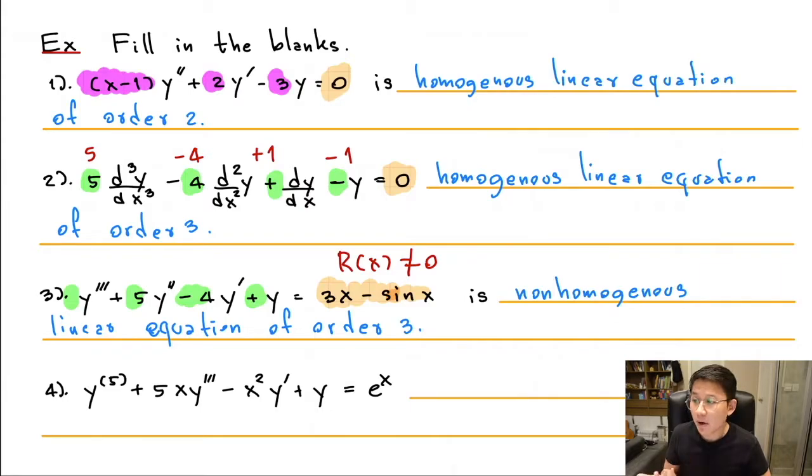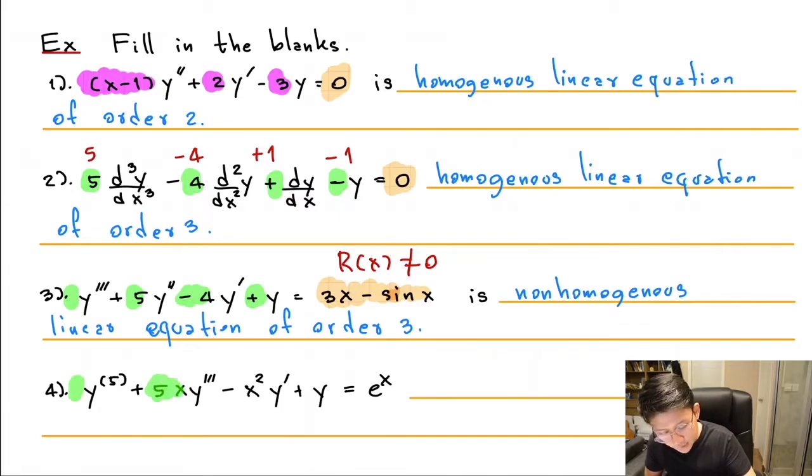How about the other one? This one, as you can see, the coefficients are constants, functions of x, and here R(x) is not 0.